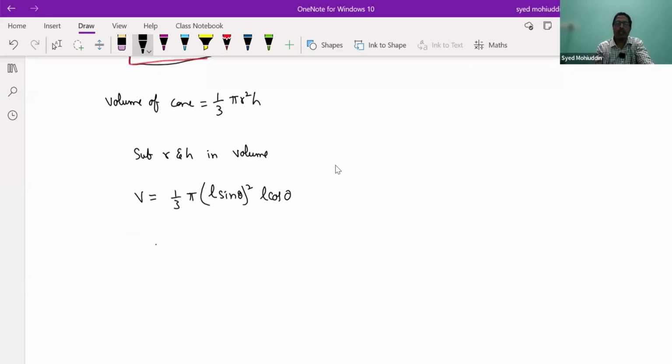Now let's try to simplify this one. 1 by 3 pi. L square we'll be getting, and sine is also squared. We'll be getting sine square of theta. Over here, L into cos theta. Or further, if you try to simplify, it is 1 by 3 pi.